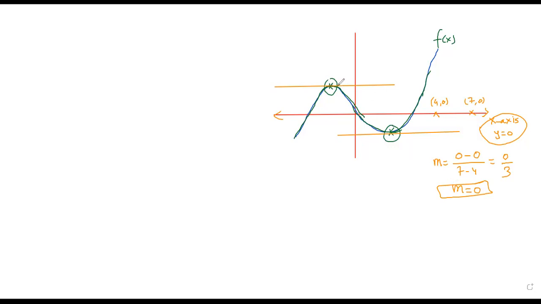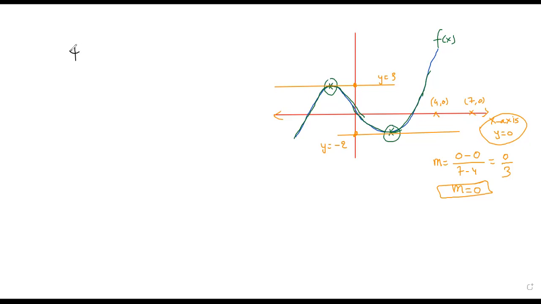Now, as we know, any two parallel lines have the same gradient. So any line parallel to the x-axis has a gradient of 0. Let's say this line is y equals 3. Let's say this line is y equals -2, for example, because it passes through -2 on the y-axis. As those two lines are parallel to the x-axis, the gradient of each of those lines is equal to 0.